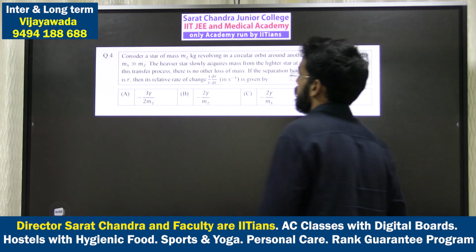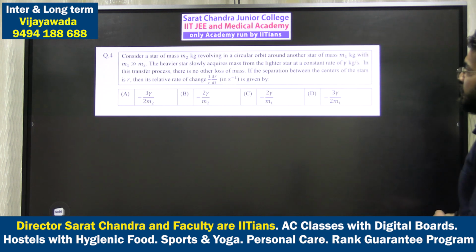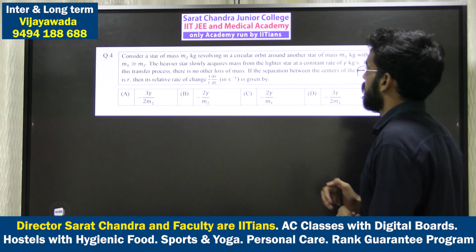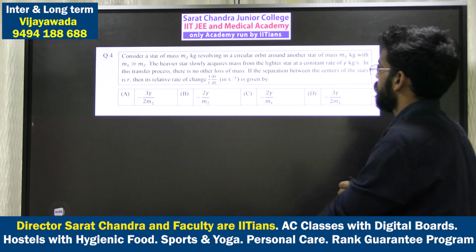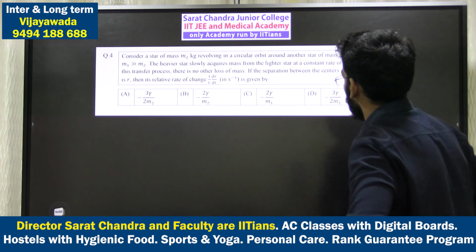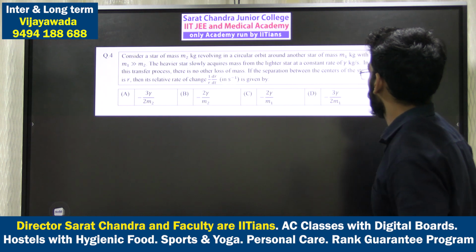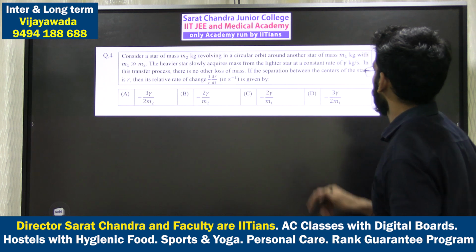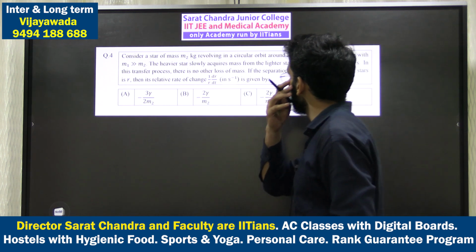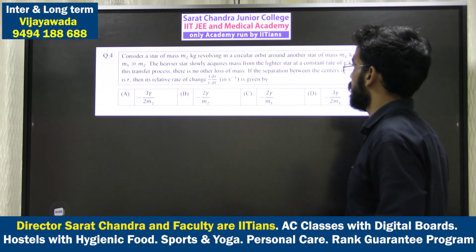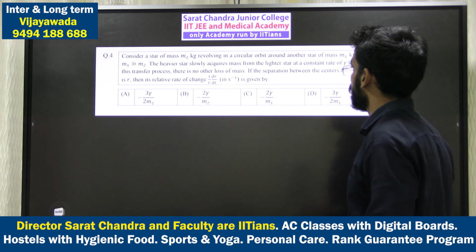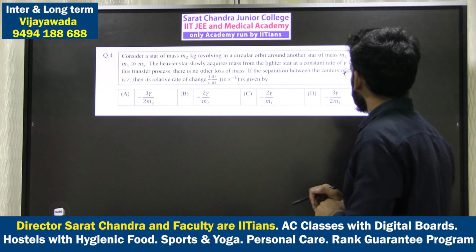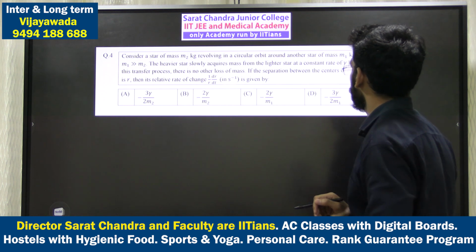See, fourth question. So this question has a problem, I will tell. Consider a star of mass m2 kg revolving in a circular orbit around another star of mass m1 kg, with m1 very high in comparison to m2. So the star is very big in comparison to the mass that is revolving. The heavier star slowly acquires mass from the lighter star at a constant rate of gamma kg per second.